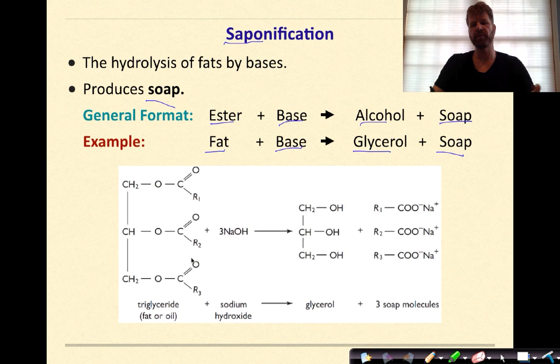Now, you're not expected to be able to draw out this diagram, nor are you expected to memorize this by any means. You're simply asked in this course to be able to recognize the organic reaction saponification involves the production of soap, and to be aware of the general format of the reaction.